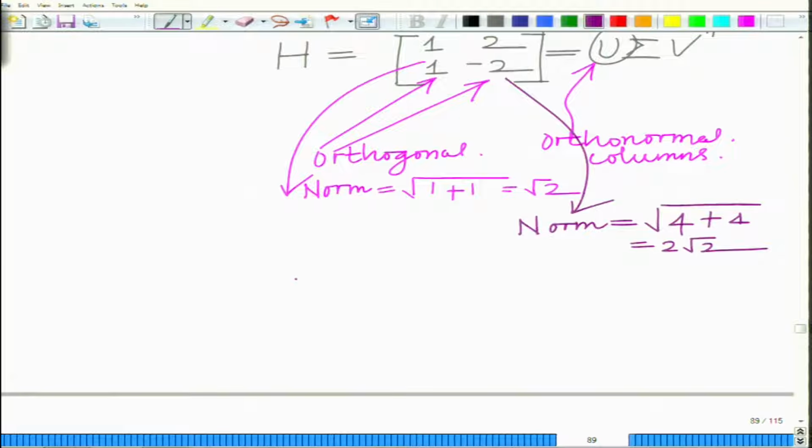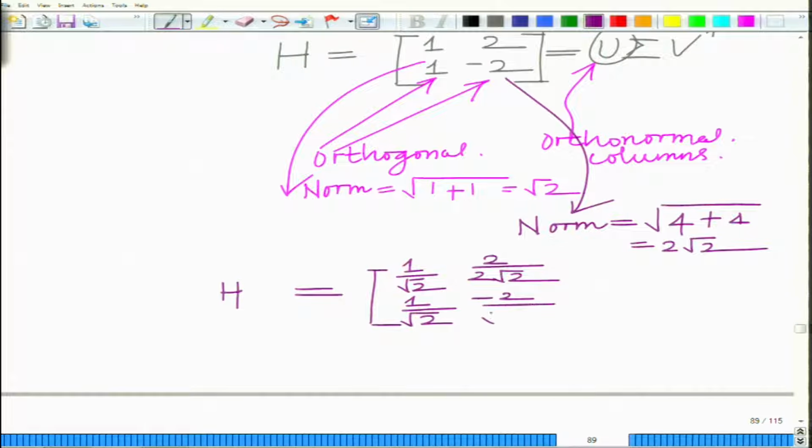So the corresponding orthonormal columns will be, so I can write H as 1 divided by square root of 2, 1 divided by square root of 2. Each column I am simply dividing by the norm, 2 divided by 2 square root of 2, minus 2 divided by 2 square root of 2, times, since I am dividing by the norm, I have to also multiply each column by the norm, which is a diagonal matrix comprising the norms, square root of 2, 2 square root of 2, 0, 0. Now, obviously, you can simplify further.